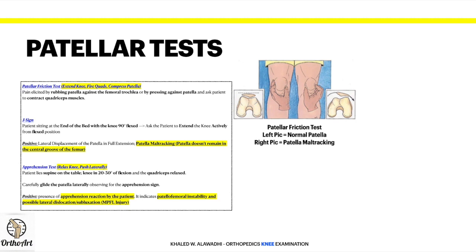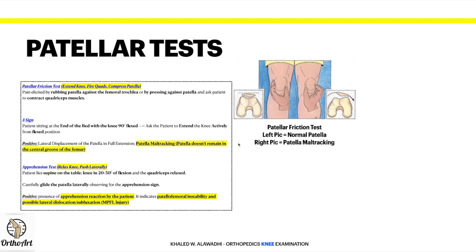So this is basically the patellar friction test. Normally, in the left picture, this is a patella, this is the femoral trochlea, and this is the abnormal. Because of the abnormality at the femoral trochlea, he has a patellar maltracking abnormality.